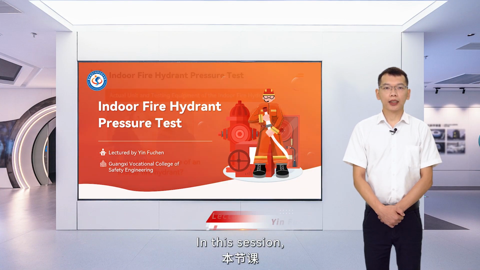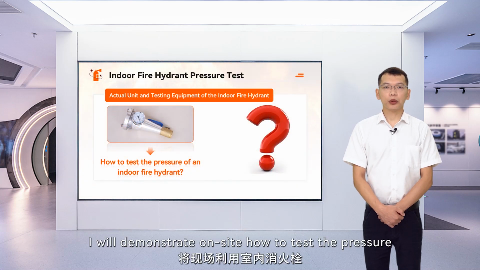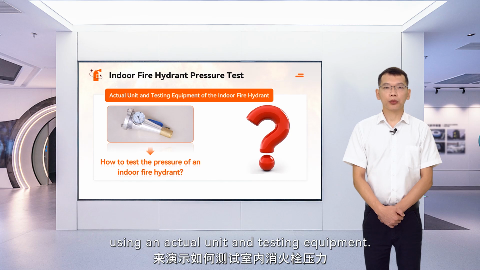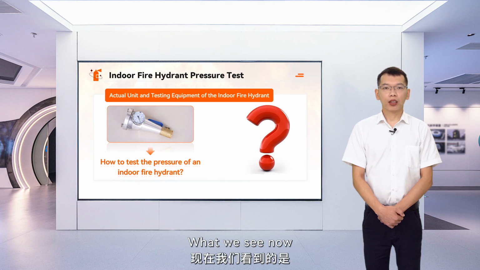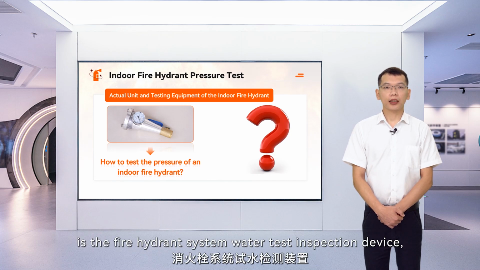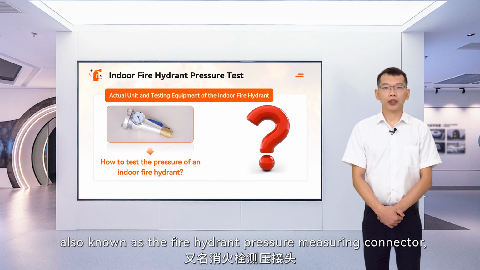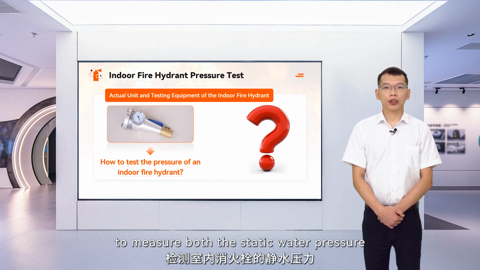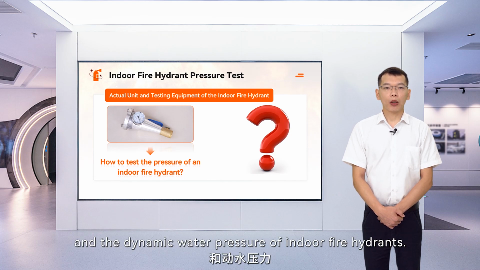In this session, I will demonstrate on-site how to test the pressure of an indoor fire hydrant using an actual unit and testing equipment. What we see now is the fire hydrant system water test inspection device, also known as the fire hydrant pressure measuring connector, which is primarily used to measure both the static water pressure and the dynamic water pressure of indoor fire hydrants.